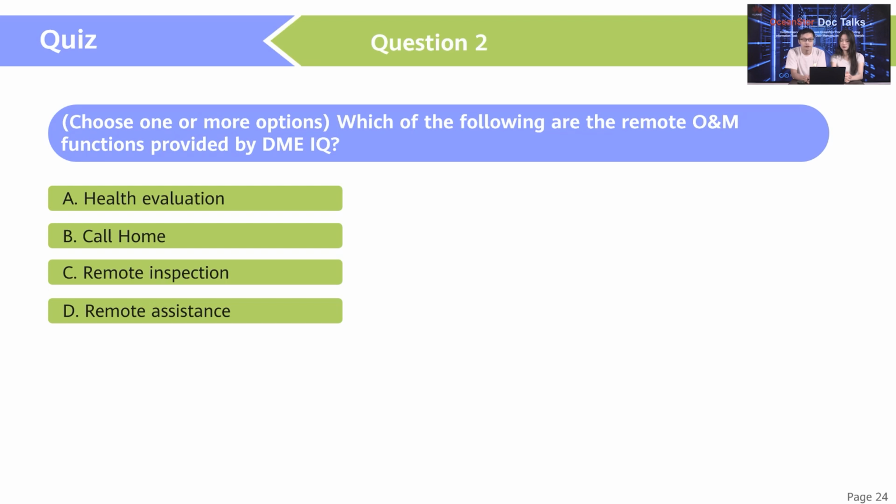A. Health evaluation. B. Call home. C. Remote inspection. And D. Remote assistance. So what is your answer? Okay, the right answer is B, C, D. A, health evaluation is not an O&M function, it is a delivery and maintenance function.